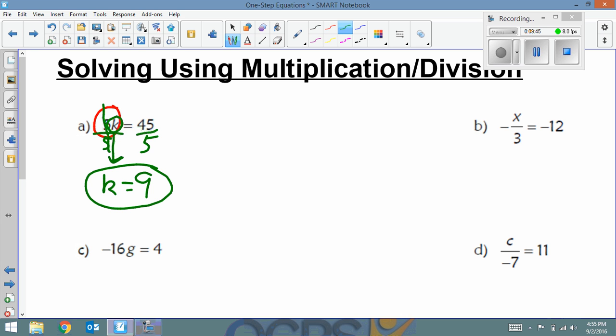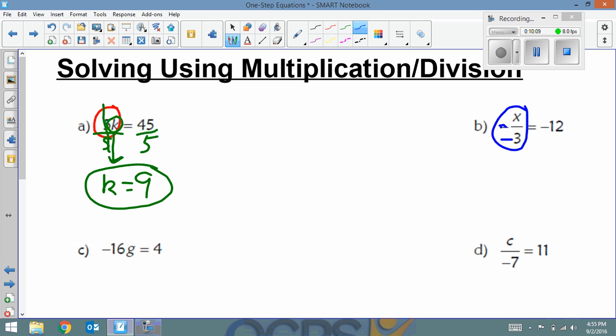Okay, let's try another one. Let's look at this one over here. So on this side, I'm going to circle my letter again. Okay, and the operation that's happening there is they are dividing. Okay, and this negative actually will go with that number. So this is really saying -3. Okay, so it's saying x divided by -3.